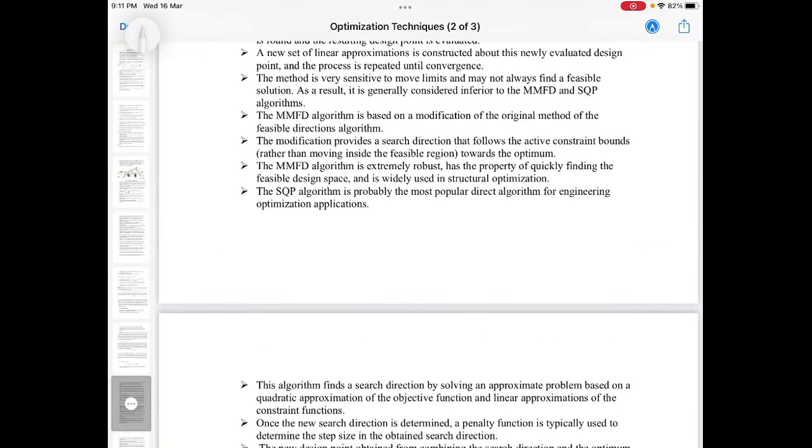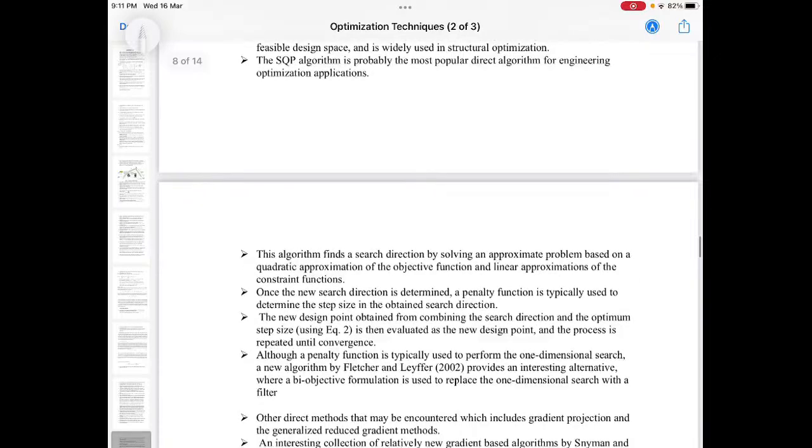The MMFD method is extremely robust and has the property of quickly finding the feasible design space, and is widely used in structural optimization. Among MMFD and SQP, SQP is probably the most popular direct algorithm for engineering optimization applications, and this algorithm finds a search direction by solving the approximate problem.